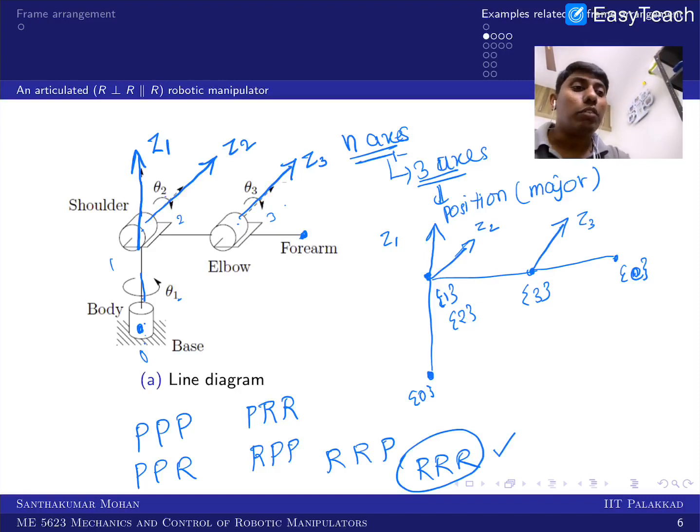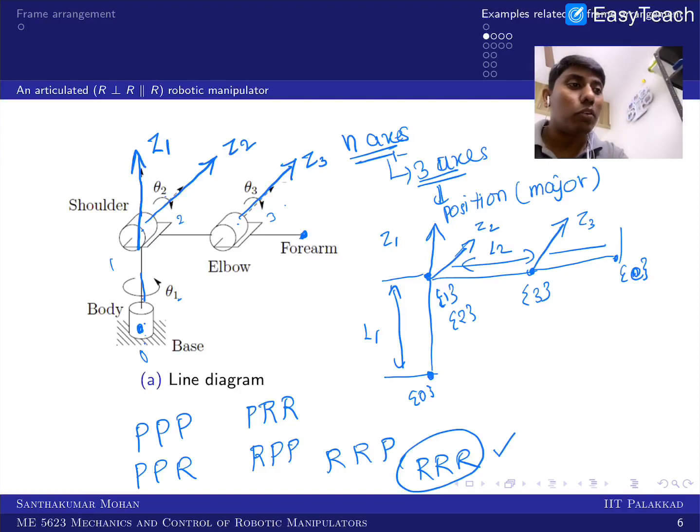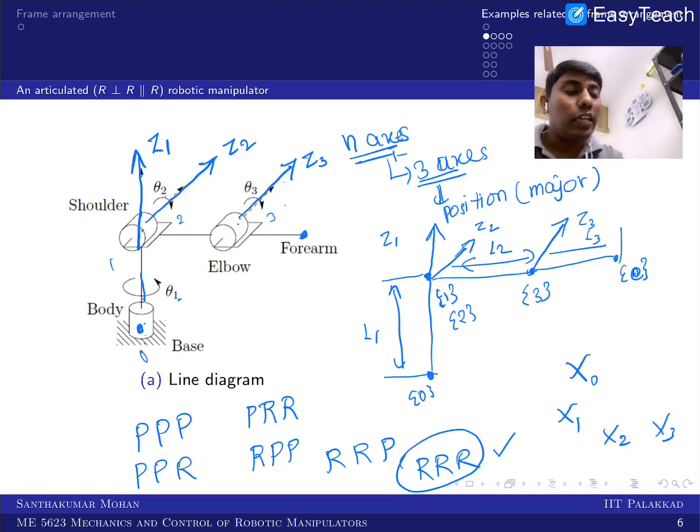Okay, so now you can see 0, 1, 2, 3 are fixed. You can see the distance between these two, I am just calling L1, this distance I am calling L2, and this distance I am calling L3. Okay, just to give clarity. So now we have to fix x0, x1, x2 and x3, and similarly we have to fix z0.